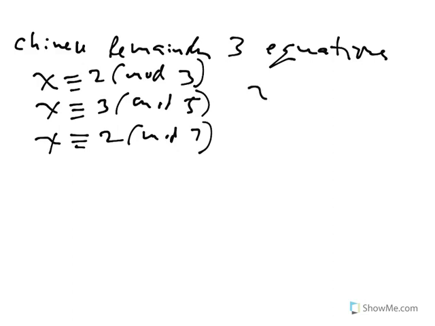So the answer happens to be 23, the smallest possible answer. It's true that if you divide 23 by 3, you get 7 remainder 2. Divide by 5, you get 4 remainder 3. Divide by 7, you get 3 remainder 2.